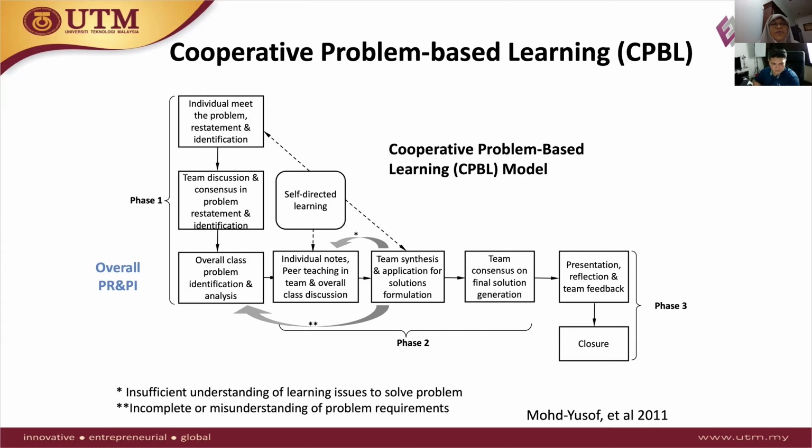In terms of the overall class problem identification, we ask them to discuss in their team and they have to bring it to class. And we do an overall class discussion. We compare their restatements, how they identify the problem, so that they can see at this stage what they actually have to learn. What are the learning issues and what the problem actually is.